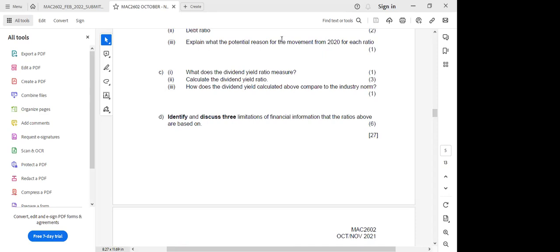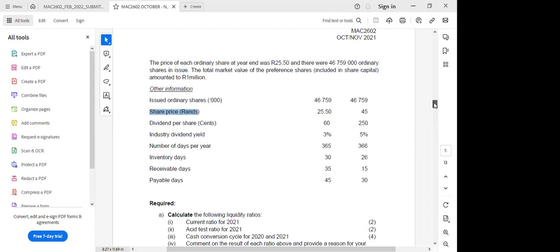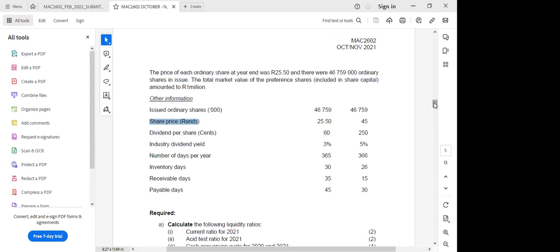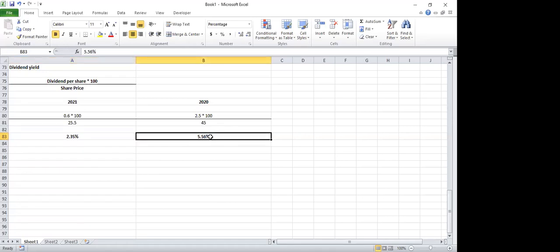How does the dividend yield calculated above compare to the industry norm? Right. What is the industry norm? The industry dividend yield this year is 3%, but last year it was 5%. So it's 3% this year, last year 5. As you can see, we are below here at 2.35 against 3, and last year we were above.